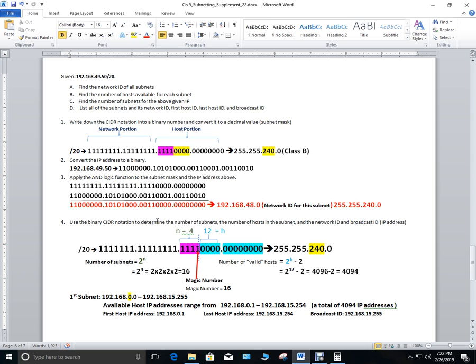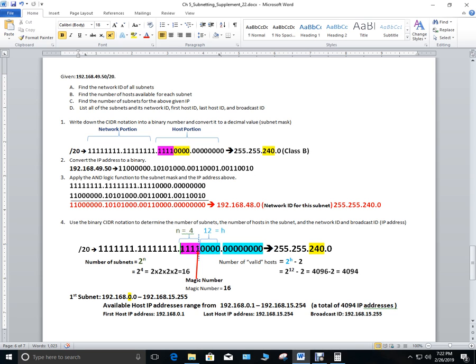255.255.240.0. Next thing, we need to find the number of subnets for this network and the number of available hosts for each subnet. Well, again, we simply use the information here to determine our subnet.